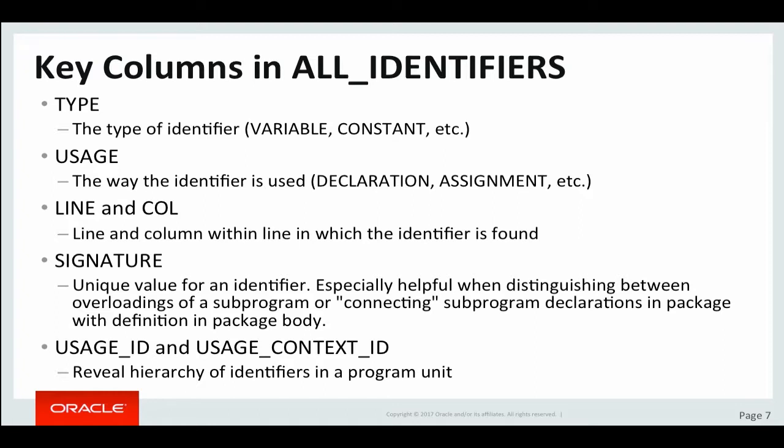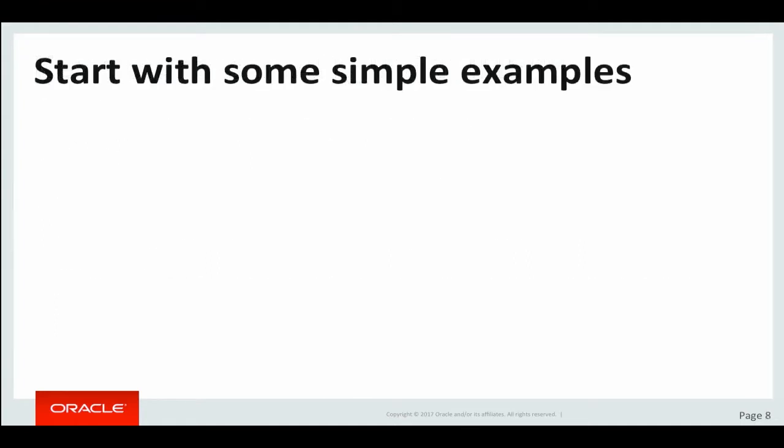So we keep track of the type of identifier: variable, constant, procedure, function, package, etc. What the usage is: where it's defined, where it's declared, an assignment that's been made to it. The line and column where it appeared in your code. The signature, a unique value assigned to every individual identifier. This is really key because you might have identifiers with the same name all over the place, and you can get really confused if you search through all sorts of code to find all the strings ABC. Every single identifier has its own unique signature that you can use to match across program units and find those references. And then usage ID and usage context ID allow you to do hierarchical views of your code. Essentially, usage context ID is parent usage ID, just like employee IDs and manager IDs.